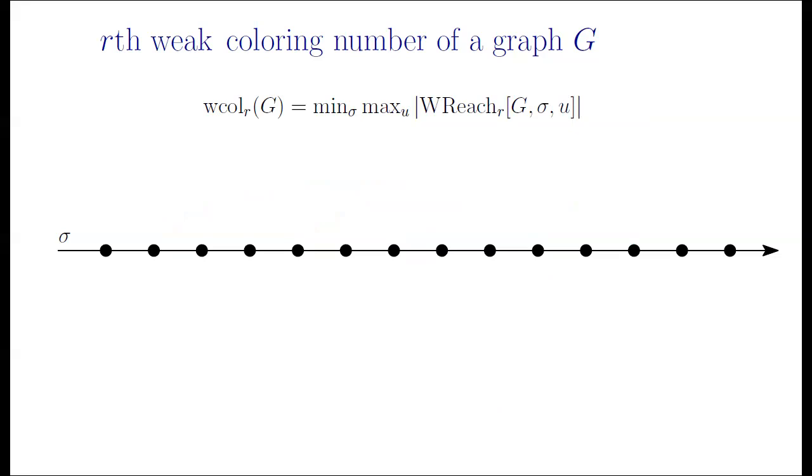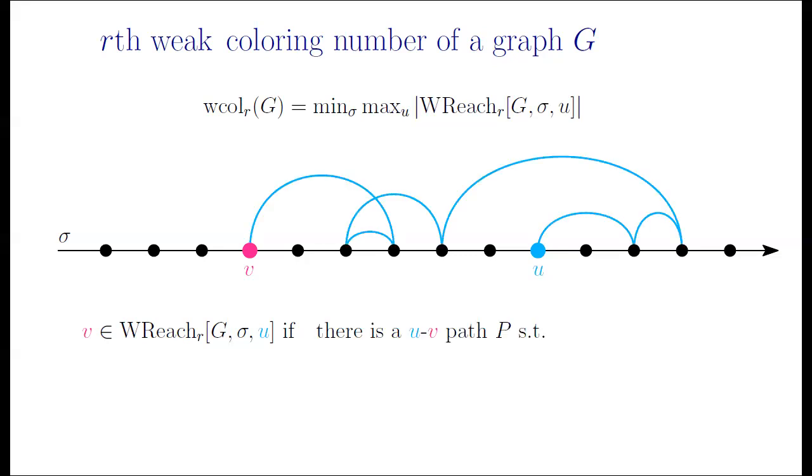It obeys the same framework, but now we are maximizing over some strange set that I will define now. It's the number of elements in the set WReach_r, the vertices that are weakly r-reachable from u. We say that a vertex v, this pink vertex, is weakly r-reachable from u if there is a path from u to v that satisfies some conditions. The first condition plays with this parameter r: the path has at most r edges.